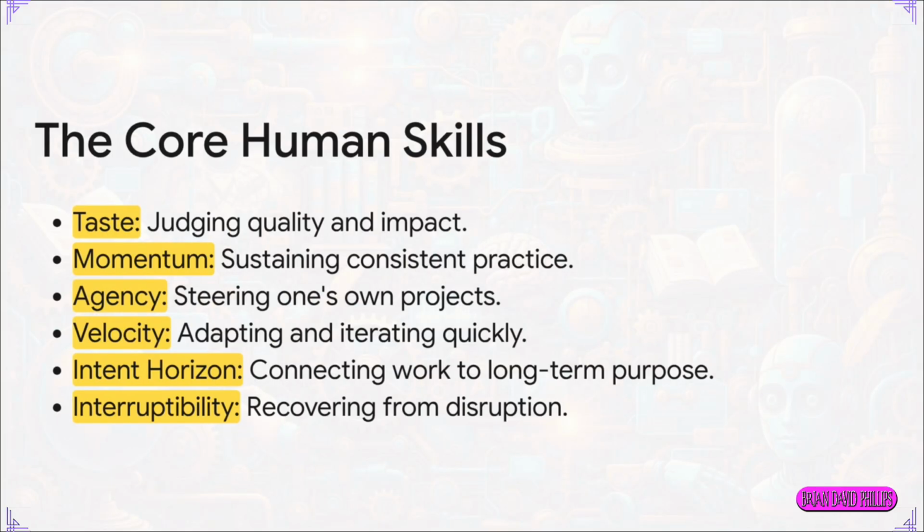Now, what's really fascinating here is how these skills are defined. We're talking about cultivating taste to judge quality, momentum to keep going when things get tough, agency to actually steer your own learning projects, velocity to iterate and adapt on the fly, a long-term intent horizon, and my personal favorite, interruptibility, which is just that resilience to recover when your plan completely falls apart. These are the muscles AI simply can't replace.